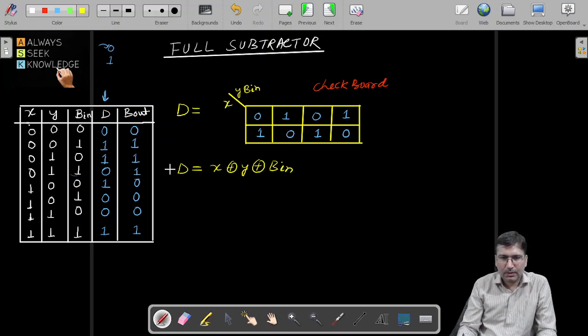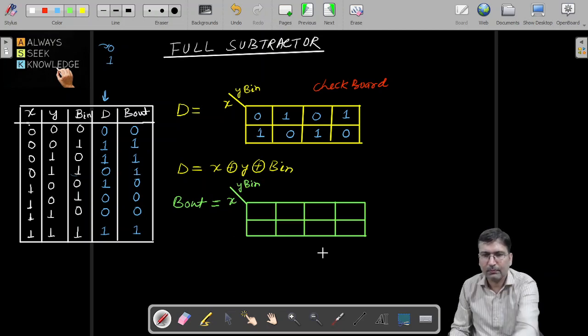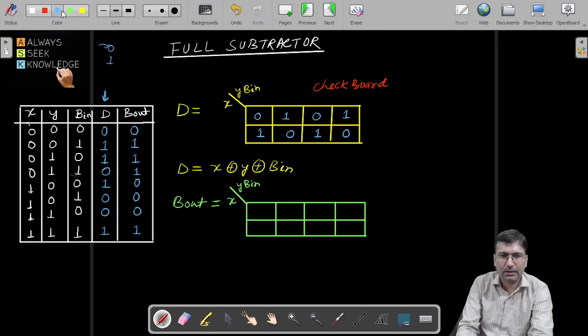Now let's find the Boolean expression for borrow out. So for borrow out, I'm writing B out. Let's draw the K-map for B out. So the K-map will look like this. Now let's fill the values here. The very first place is 0. Here we are taking B out. Then the next place is 1. Then the next is 1. Then the next is also 1.